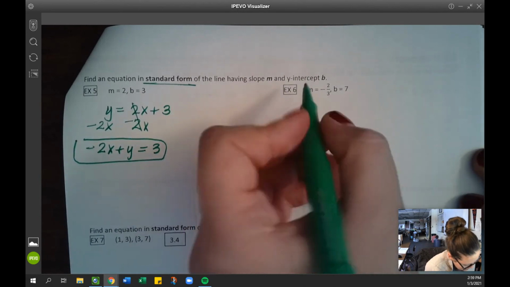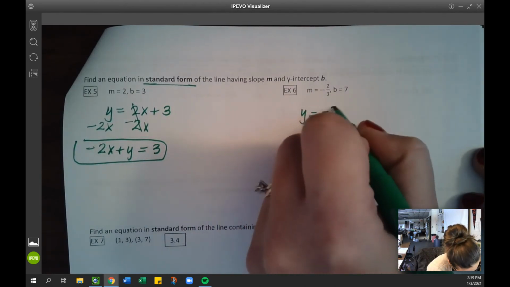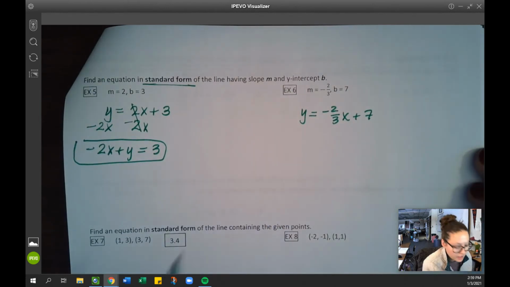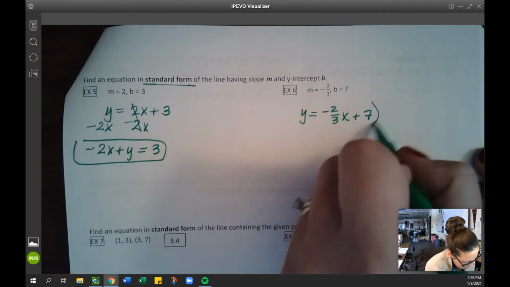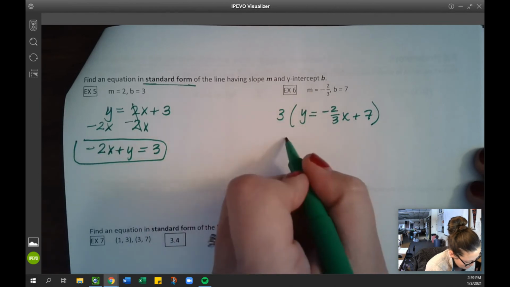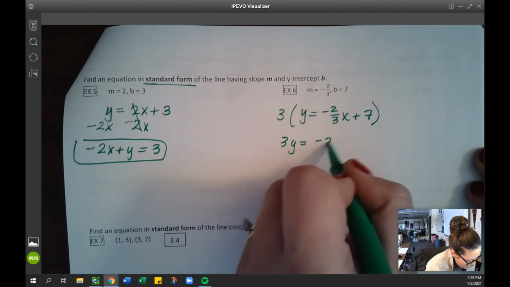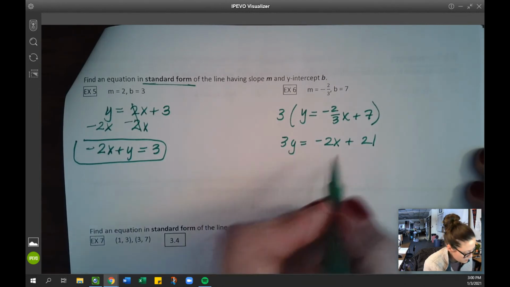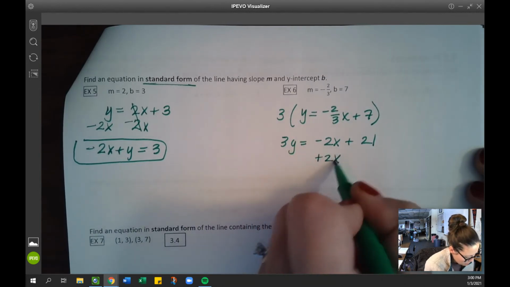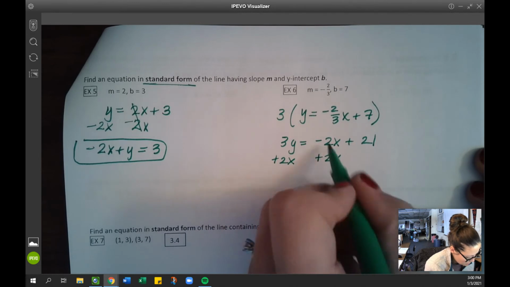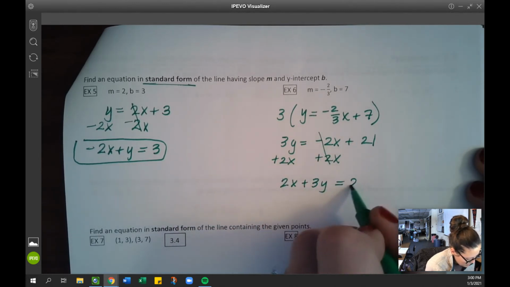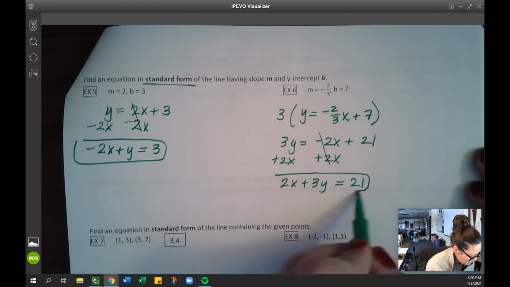All right, example 6. I have my slope. I have my y-intercept. Going to clear the fraction, multiply everything by 3. So we get 3y equals negative 2x plus 21. And then I need to move this x term over, so I'm going to add 2x to both sides. We get 2x plus 3y equals 21.